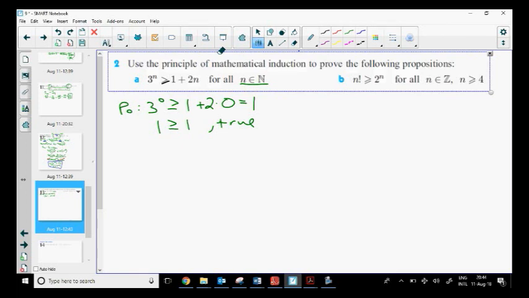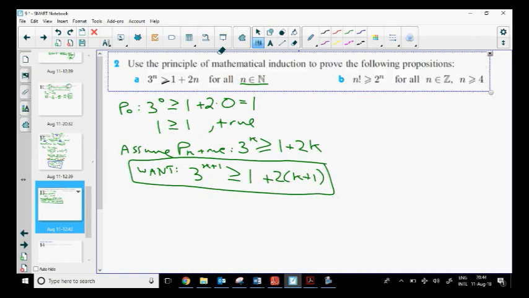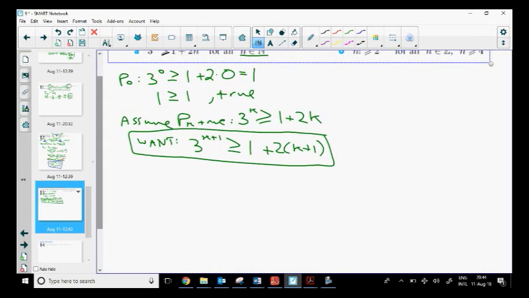So we're going to now assume p sub k is true. That is to say that 3 to the power of k has to be greater than or equal to 1 plus 2 times k. All right. We want 3 to the k plus 1 to be greater than or equal to 1 plus 2 times k plus 1. I'm going to try to find that somehow. Let's see what we can do here.